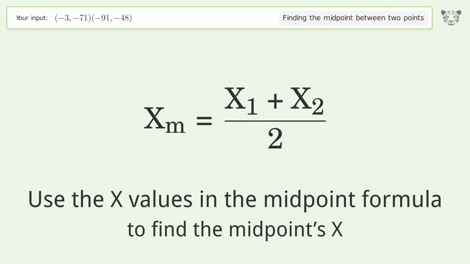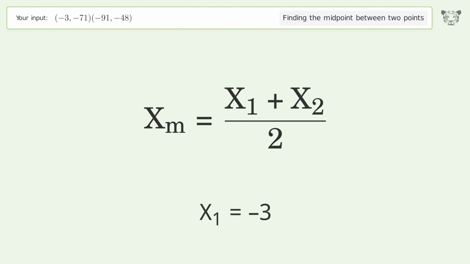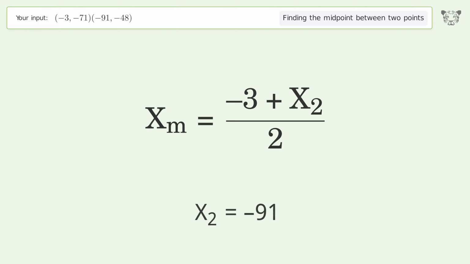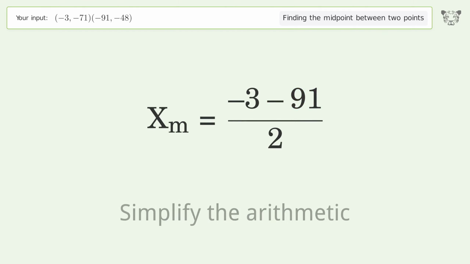Use the x values in the midpoint formula to find the midpoint's x. x1 equals -3. x2 equals -91. Simplify the arithmetic.